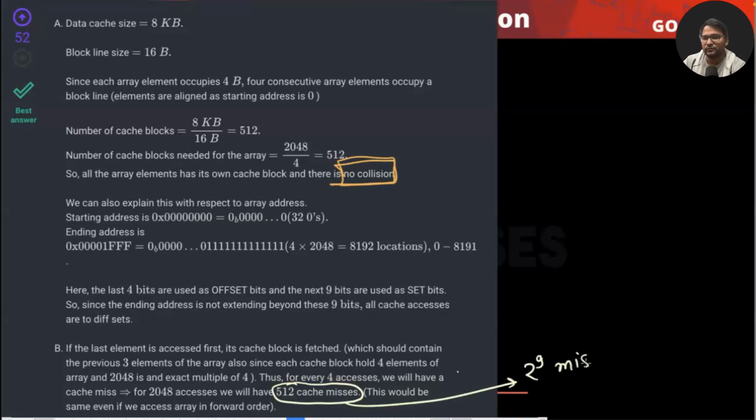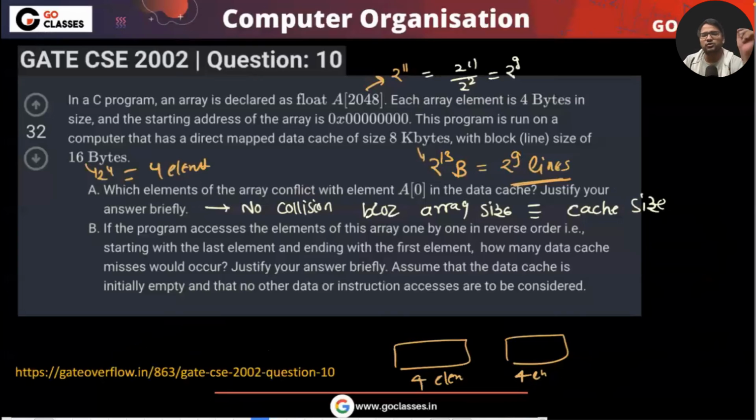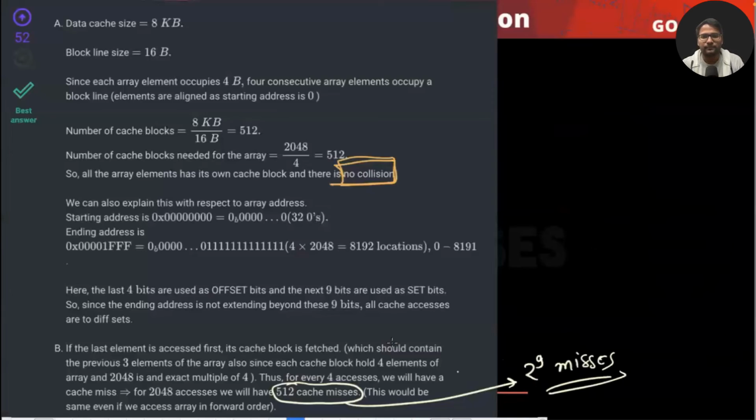Understood? Okay. Yeah, these two questions are independent. The A and B parts are independent. Easy question only. I hope you understood. Cool.